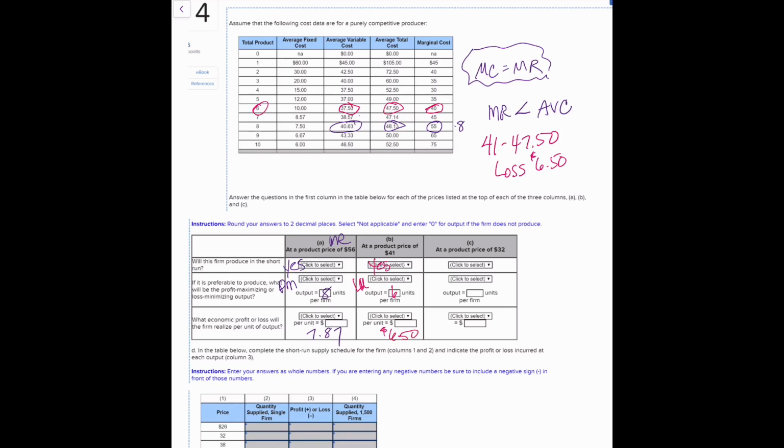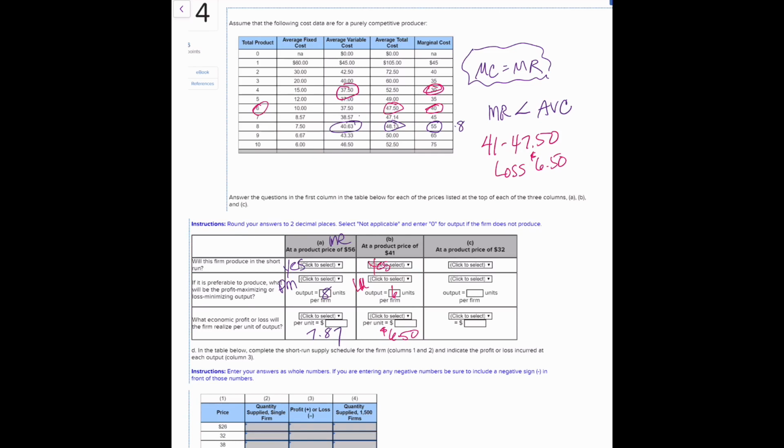Now at $32, we can come over here and say marginal revenue is only $32 per unit. And here's our point where the revenue is still greater than the cost. And could we do this? Well, here's average variable cost, $37.50. So would we continue to produce? And in this case, we'd say no, because that marginal revenue of $32.50 is below average variable cost. So that's our shutdown rule.